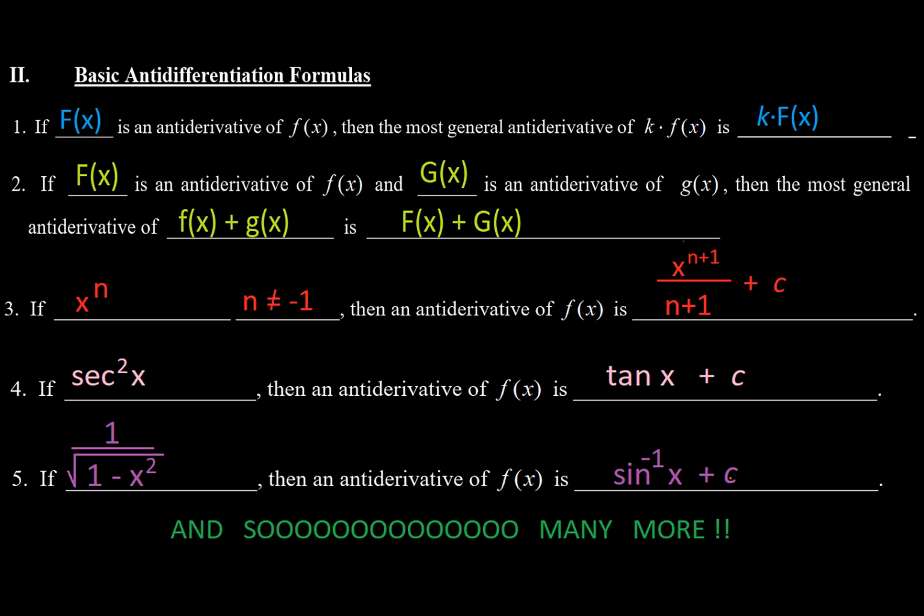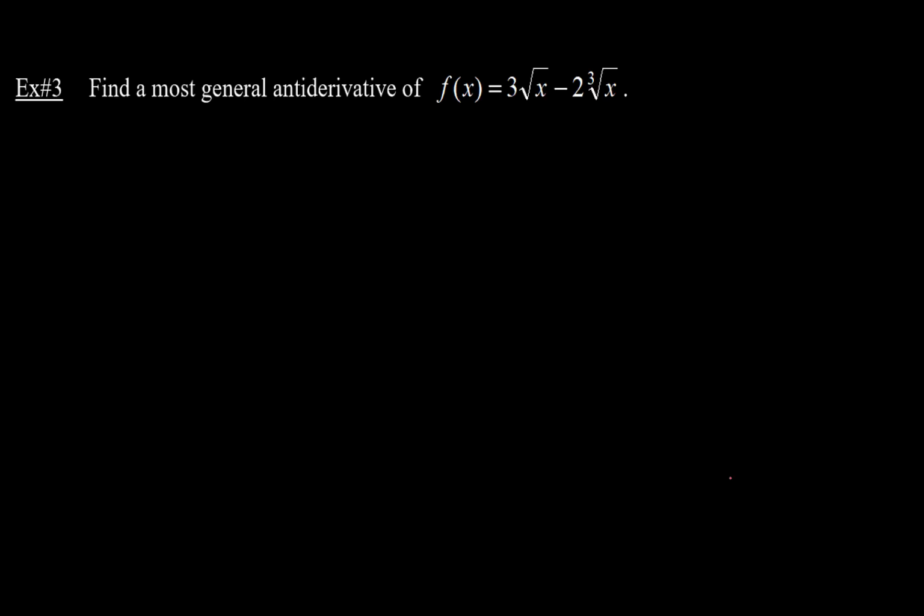It would be helpful for you to have a formula sheet of your derivatives and antiderivatives nearby so that you can just keep in mind what you're working with. Let's go ahead and do an example. All right, so we want to find the most general antiderivative of this function, but I'm going to tell you right now, it's not going to be easy unless we rewrite everything. So I'm going to write this as 3x to the 1/2 minus 2 times x to the 1/3.